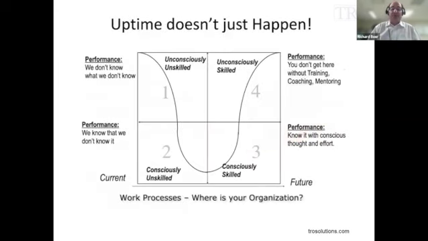Getting back to training. If you think about when you first learned how to drive a car, you were unconsciously unskilled and performance goes way down. Then you take the driver's ed manual and you become consciously unskilled, but you're at your lowest confidence because now you know what you don't know. And then as you take the lessons behind the wheel, you become consciously skilled. However, performance is still low. It's the same with software and CMMS. You're consciously skilled, you're still at that training stage.